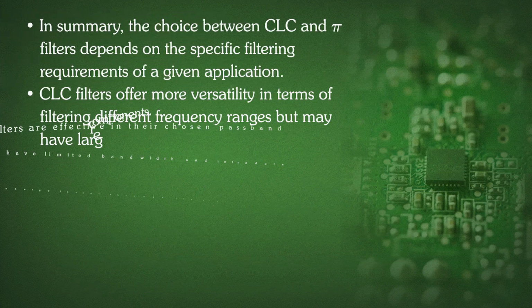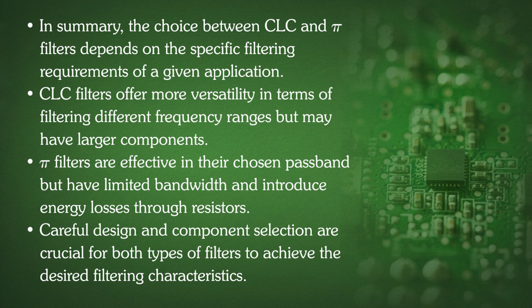So, the choice between CLC and pi filter depends on the specific filtering requirements of a given application. So, the pi filter is also called a CLC filter when the components used are the capacitor and inductor, and it is simply called a pi filter when the components used are resistor and capacitor. So, depending upon the requirement of the application, the pi filters are designed and the components are selected accordingly.